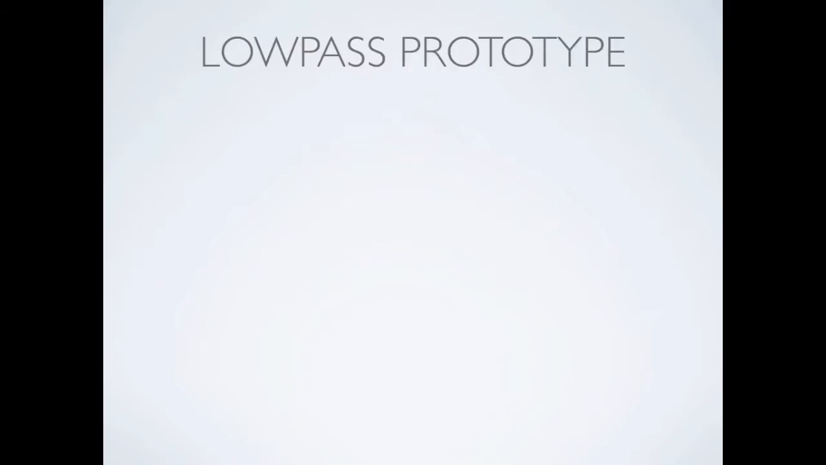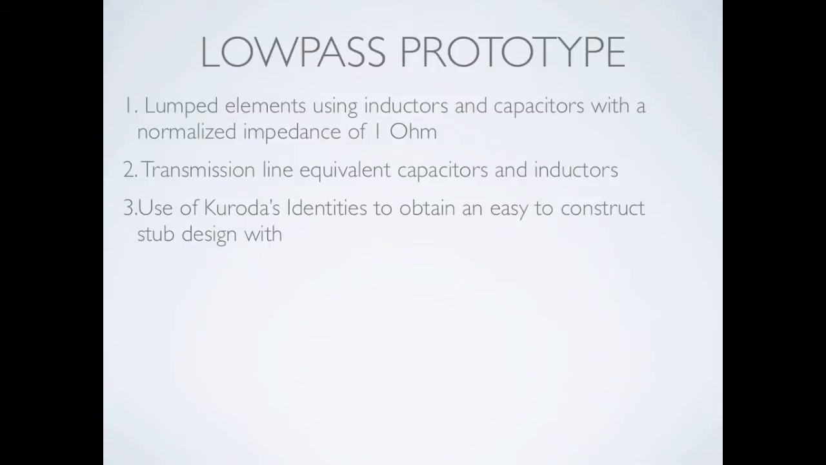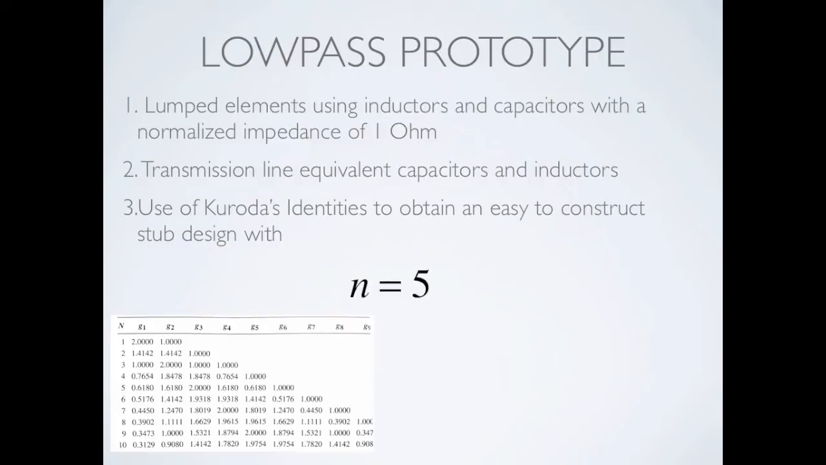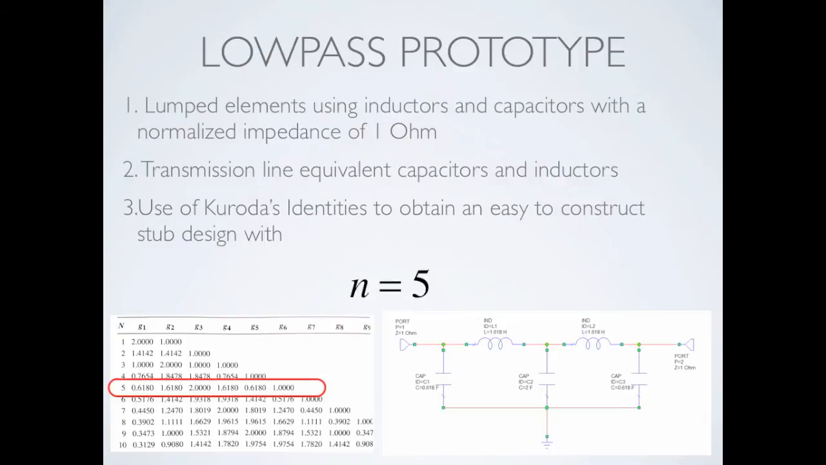The next step is to design the low-pass prototype using lumped elements that will take the form of inductors and capacitors with 1 ohm normalized impedance. We will refer to table 8.3 of Pozar to find the values of these lumped elements. Highlighted in the red box, we can construct the circuit as shown in the slide. Notice that this circuit is normalized to 1 ohm. We will scale this circuit later to normalize it to the requirement of 50 ohms.